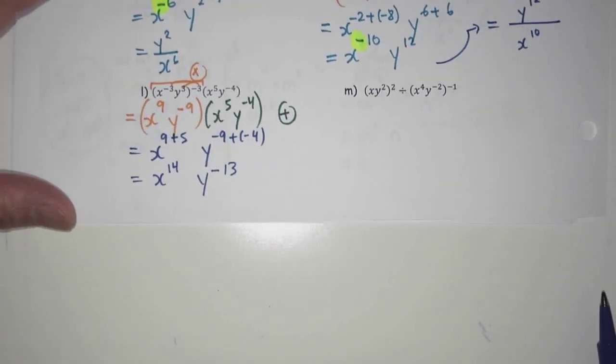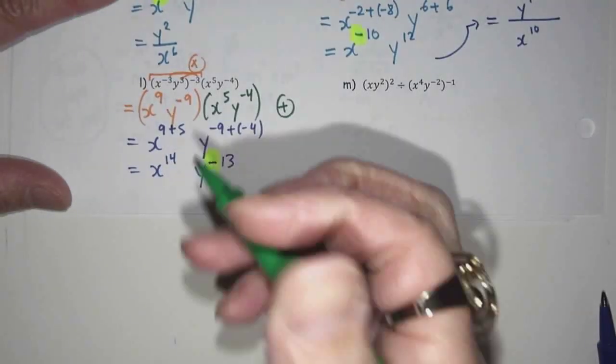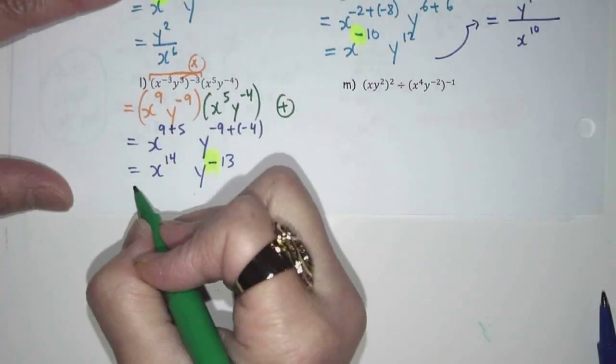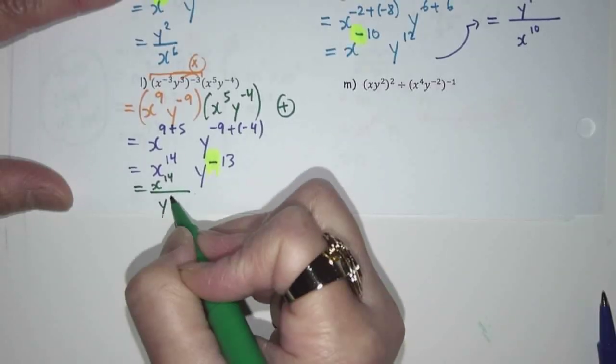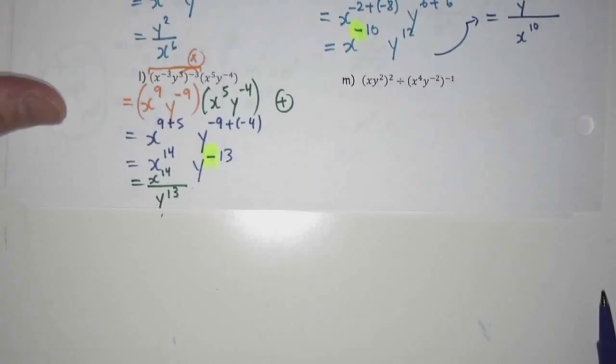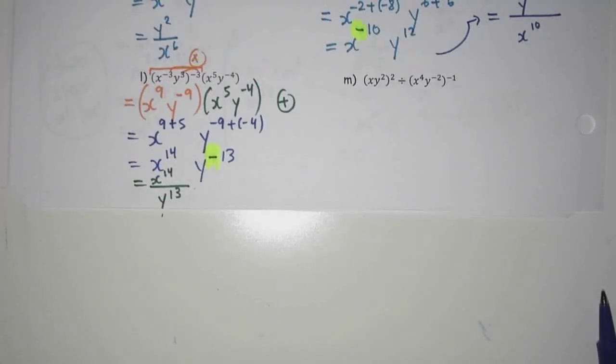Okay, hopefully this is making more sense, except for this last bit, which might feel just a bit strange still. The negative one moves, so we're going to leave x to the 14 here, and this one here, you can move it to the denominator. So the 14 stays in the numerator, the 13 stays in the denominator. Oh, all right, we're almost there.